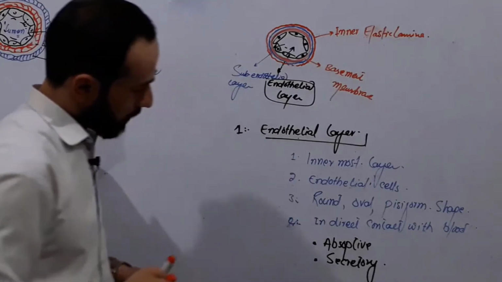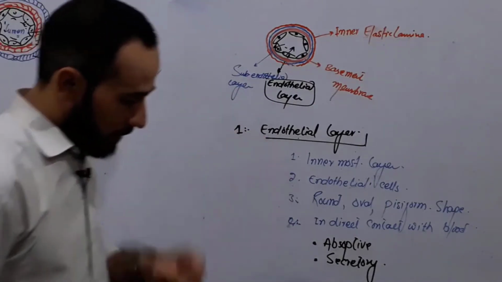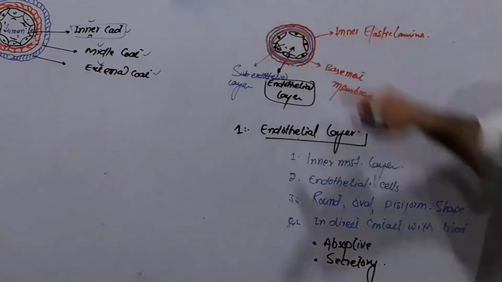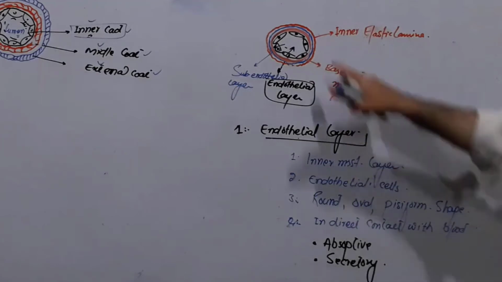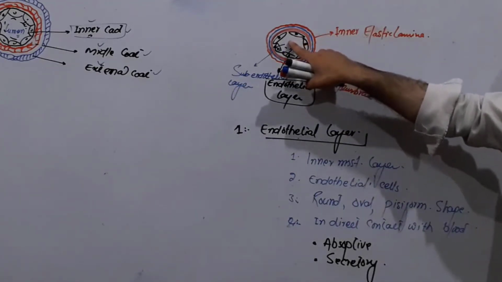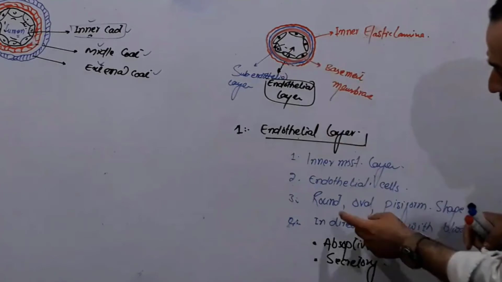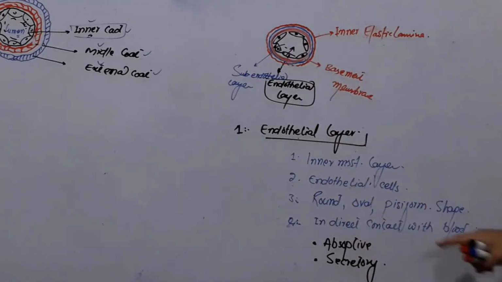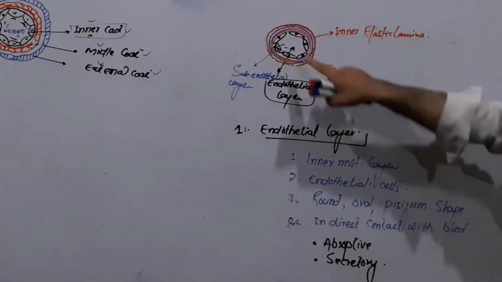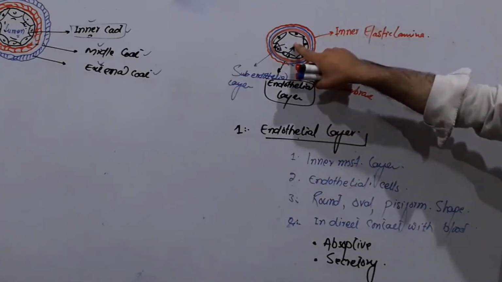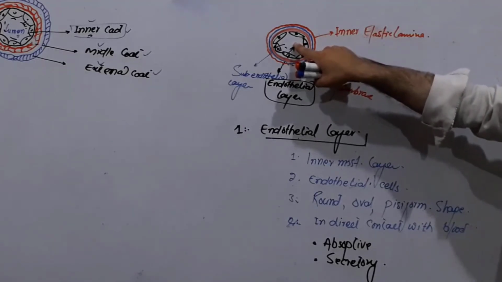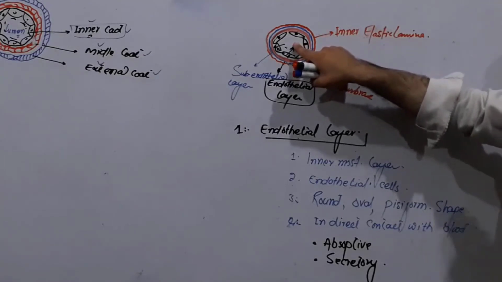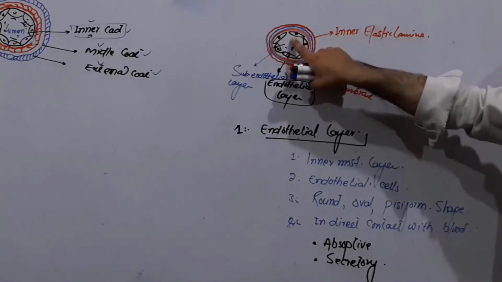So this would be enough about the endothelial layer: it is the innermost layer of these four layers, made up of endothelial cells, and these cells are in direct contact with the blood present in the lumen. They may have round, oval or fusiform shape. They are responsible for absorption of substances from the lumen, and also for secreting different substances into the lumen of this blood vessel, right?